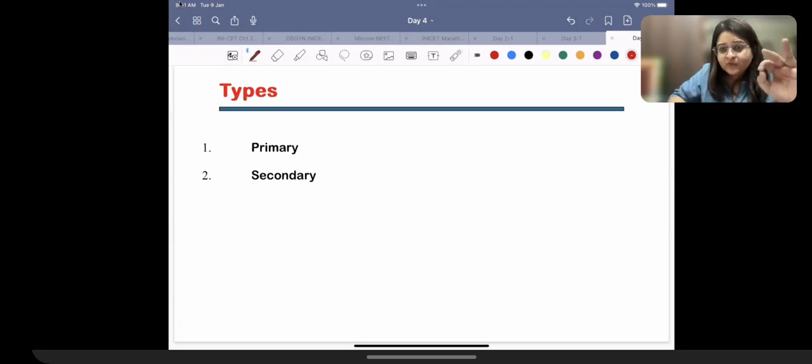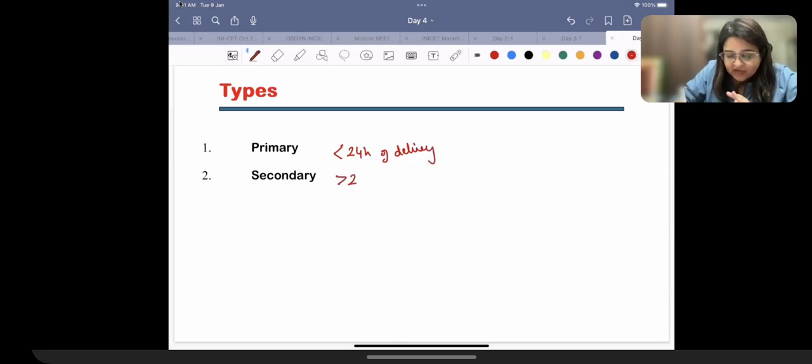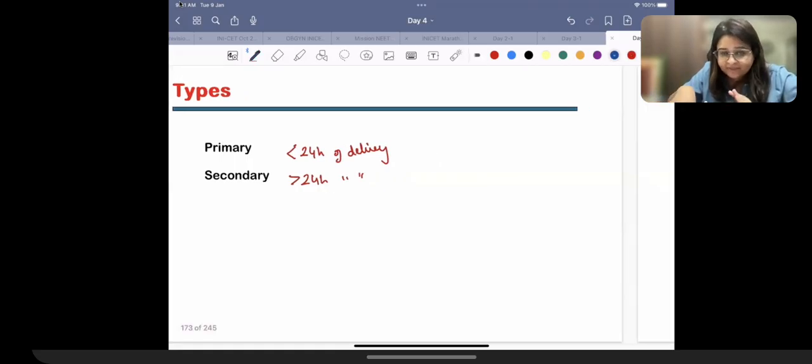Okay? So postpartum hemorrhage is important because it is one of the most common causes of maternal mortality in India. I told you if I have to give you 3 topics before the exam, it is hypertension, antepartum hemorrhage and postpartum hemorrhage. So you have 2 types of postpartum hemorrhage. If there is excessive bleeding within 24 hours of delivery, it is primary postpartum hemorrhage. If it is after 24 hours of delivery, it is secondary postpartum hemorrhage.